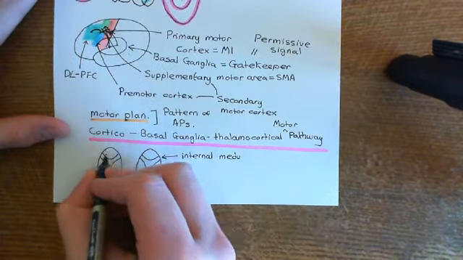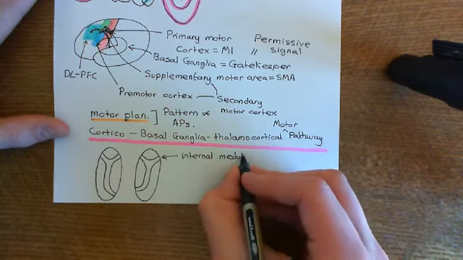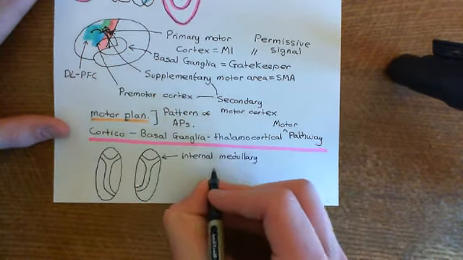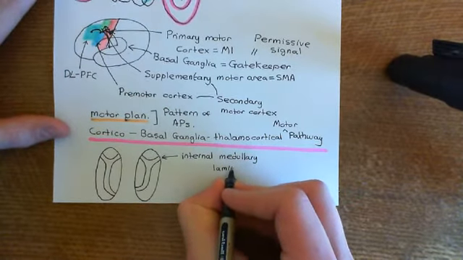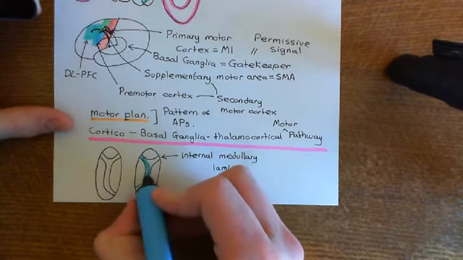This is the front of the thalami, and this is the back of the thalami. This is called the internal medullary lamina, and I'll now colour the internal medullary lamina in blue for both of these thalami here.